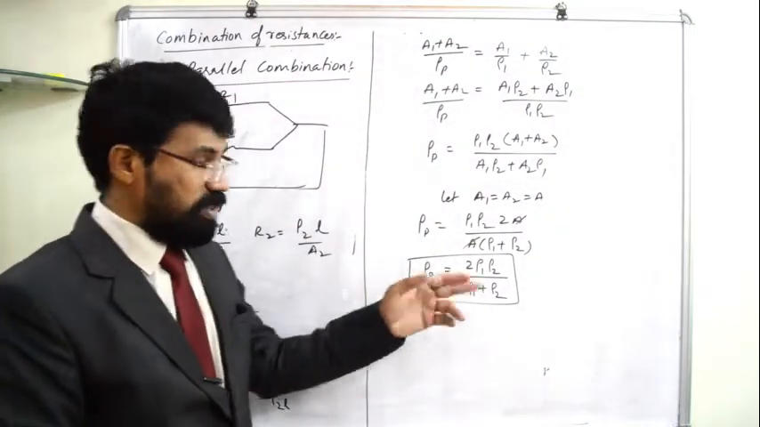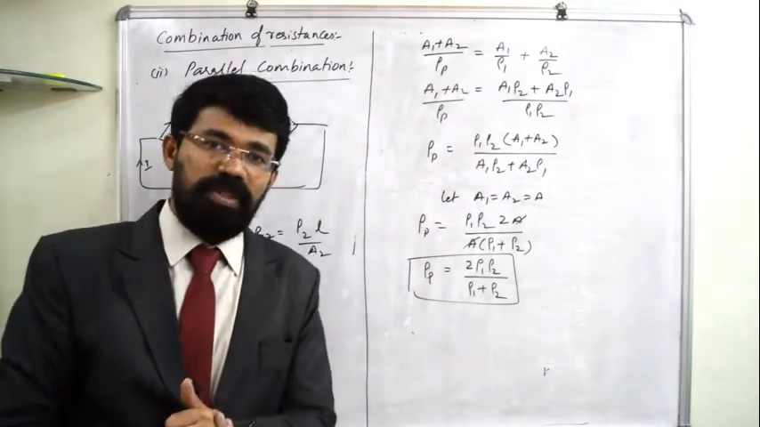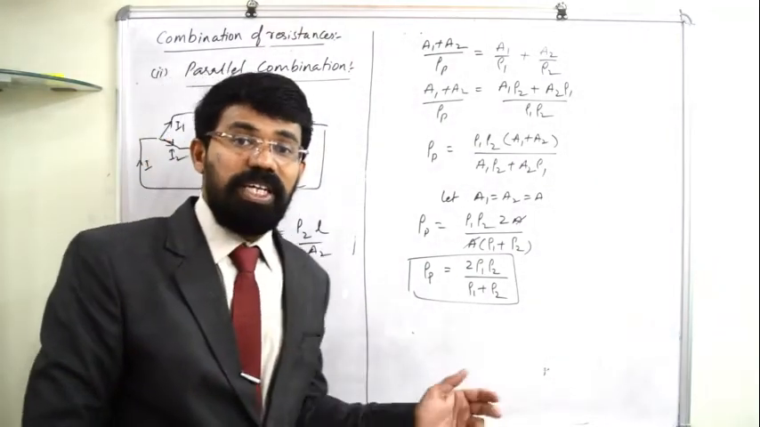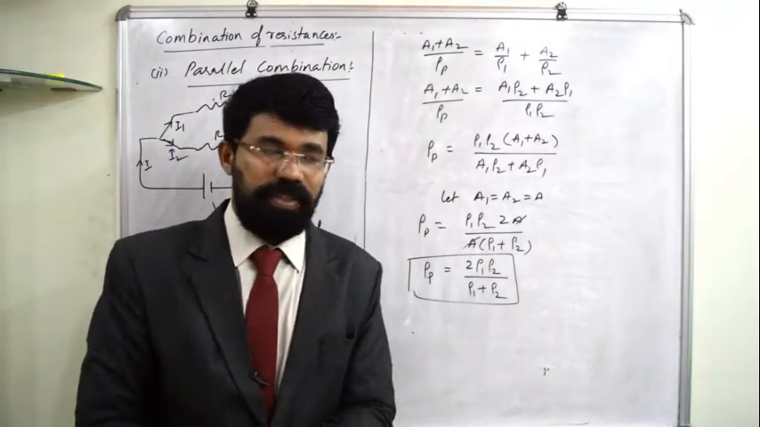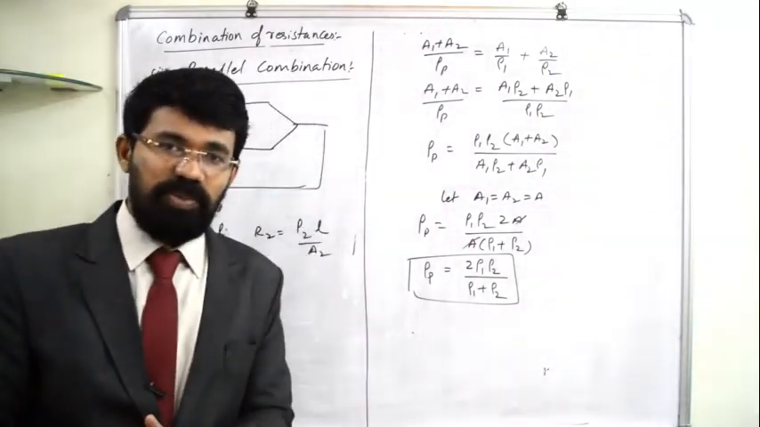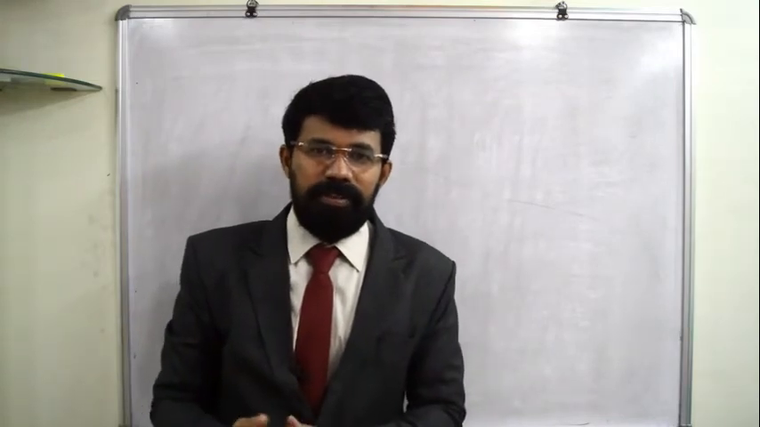And you can replace these resistivities with 1 by sigma. What is sigma? Conductivity. Okay, and you can find out the expression for effective conductivity as well. So these are some details about the combination. Now let us deal with the resistance a bit more. Now let us discuss the temperature dependence of resistance.